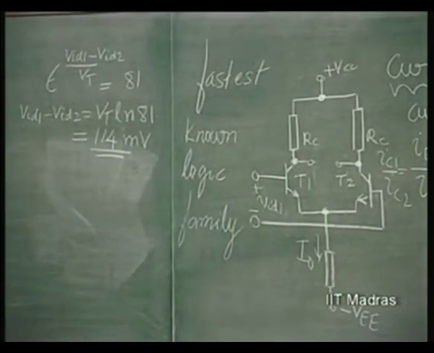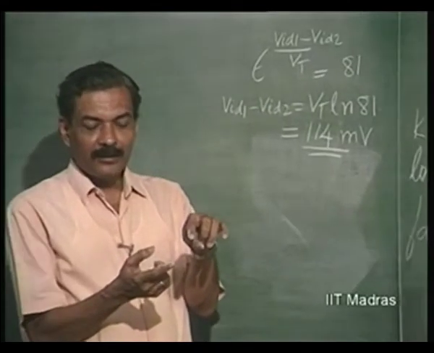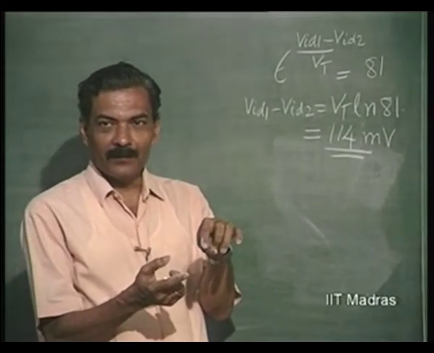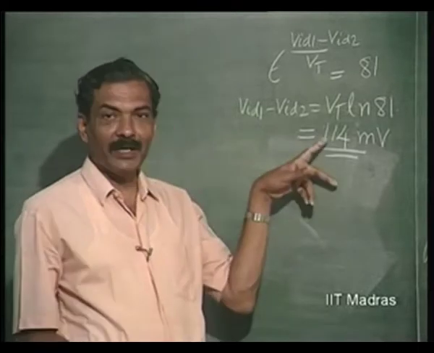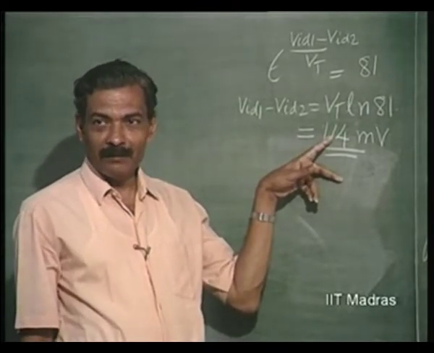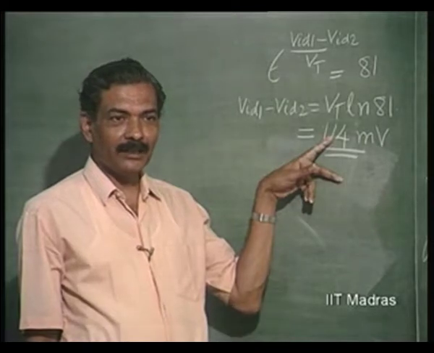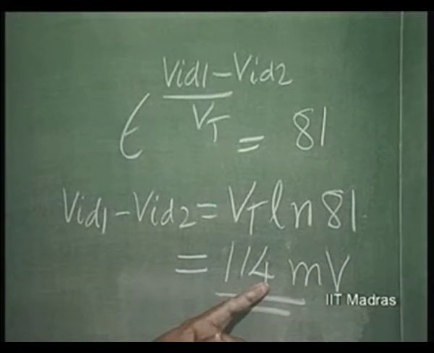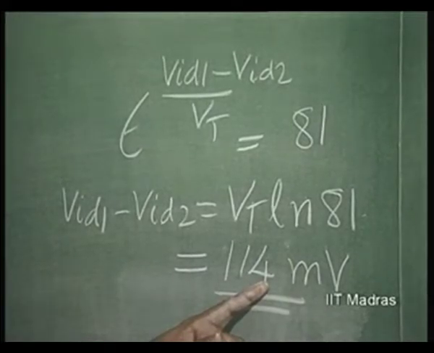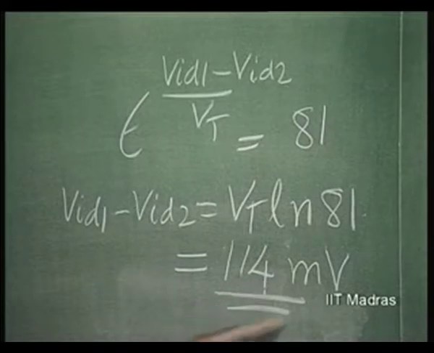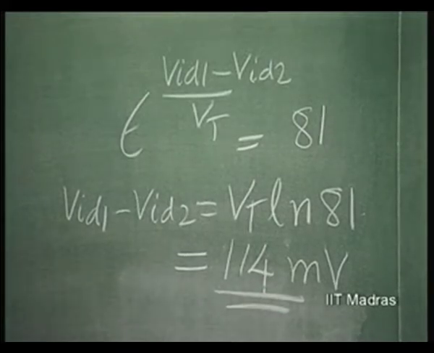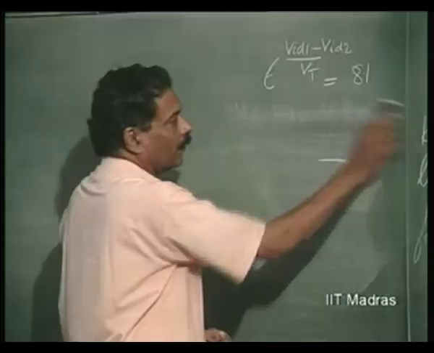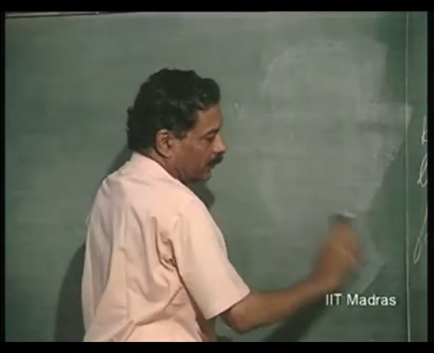So, in the case of emitter coupled logic, you will see that the logic level for 0 to logic level 1 should only swing from one value to the other by an extent of 114 millivolts. Unlike in the case of TTL etc., where the swing is about 5 volts. This is the kind of thing. Next problem.